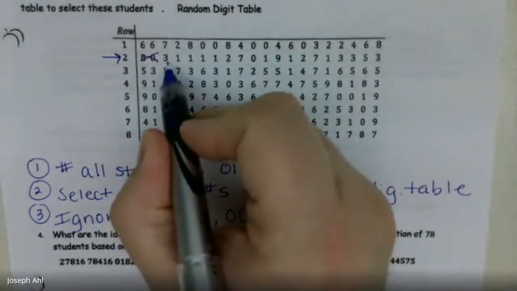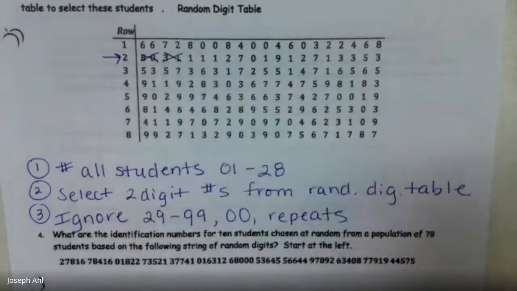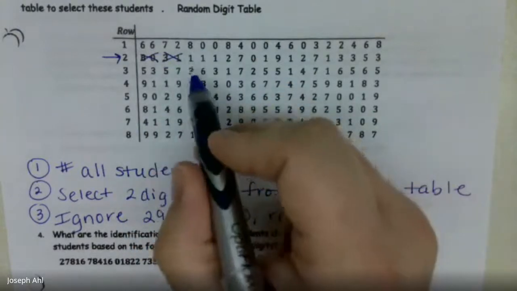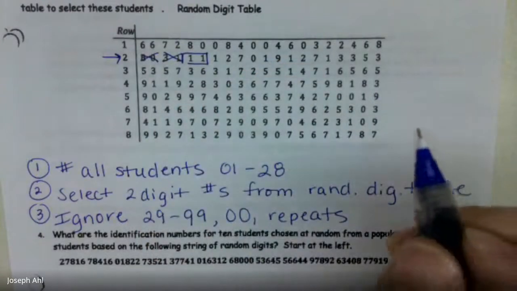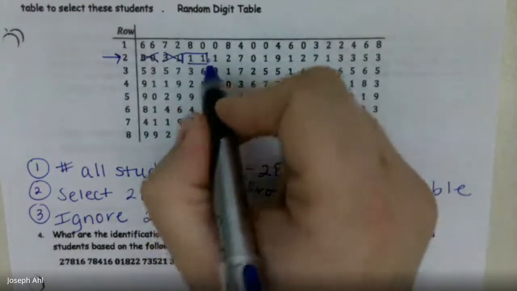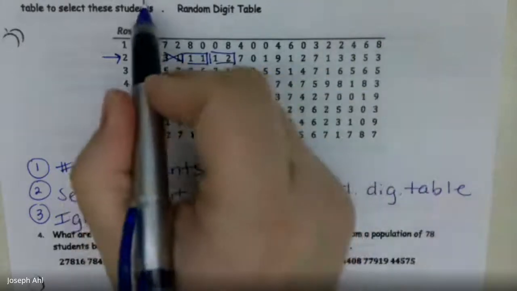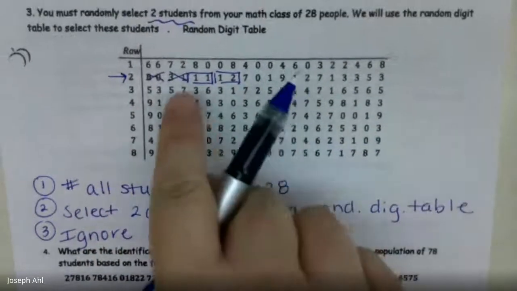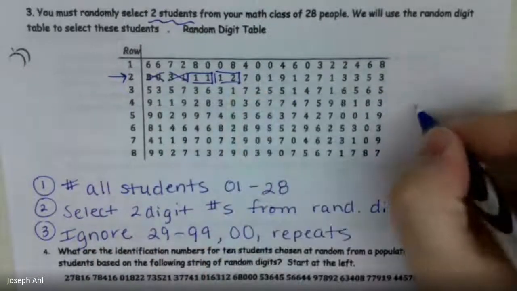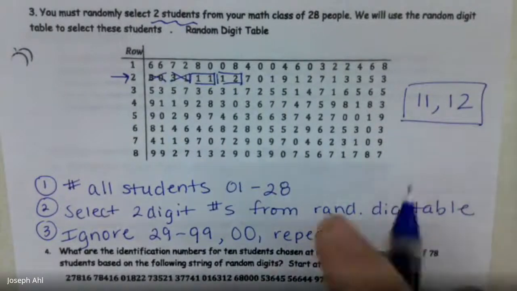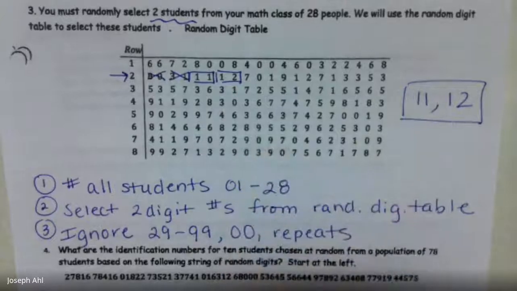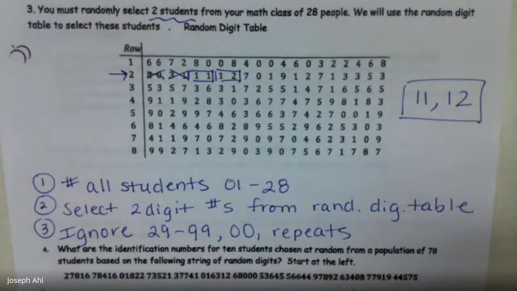And then the next student would be student 31, and well, there's no student 31. But then if I go from here, we have student 11, so that works. The next student would be student 12, and we only need, by the way, 2 students. So I think we found them. We would say that we need student 11 and student 12. These are the 2 students that are randomly picked from this table to help out with something in class.